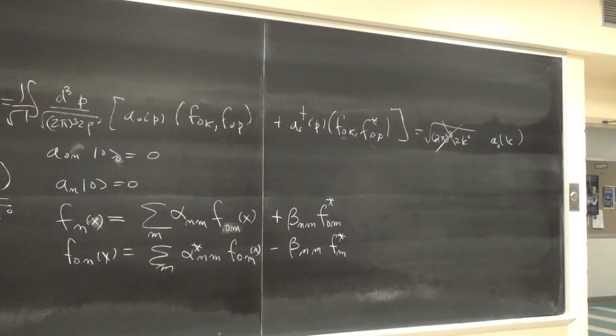On your last equation there, inside the sum, that should not be F0M, should it? It should be just Fm of x? Yes.